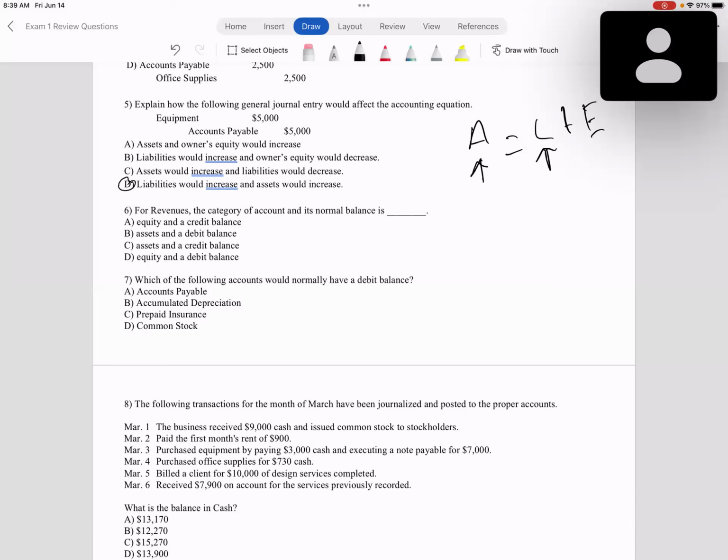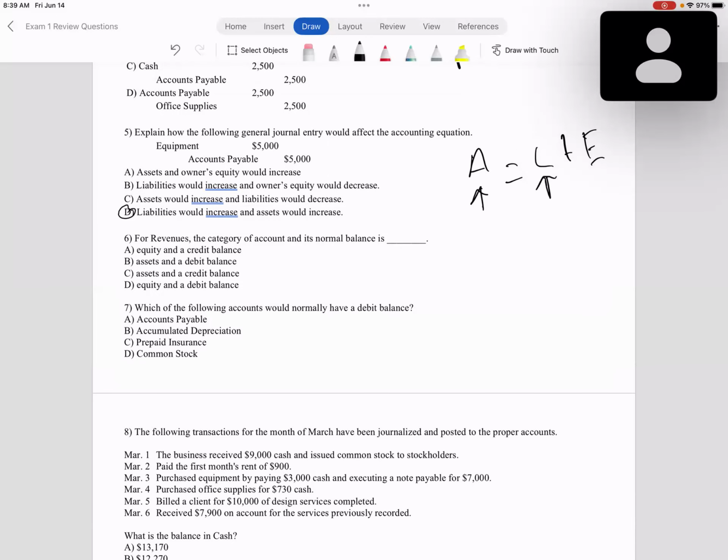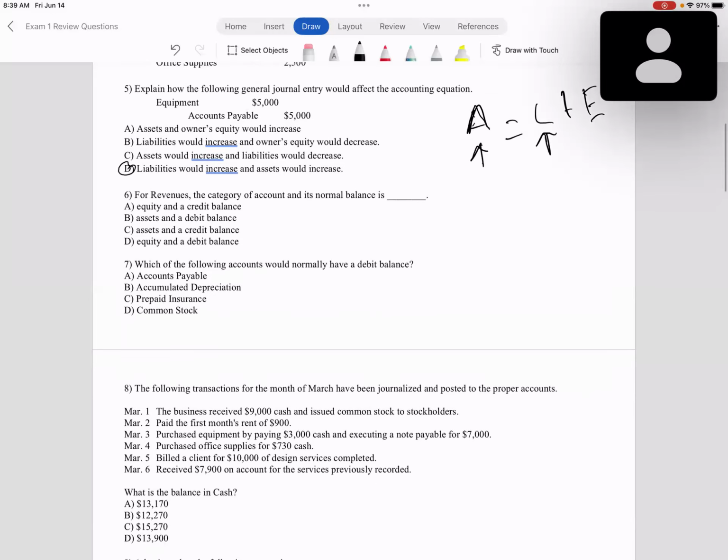Okay, again, I don't like to read through those answers before I think through it, because when you start reading through that, you can kind of start to get confused. You get mixed up on this. Okay.